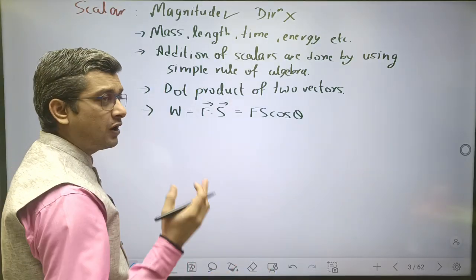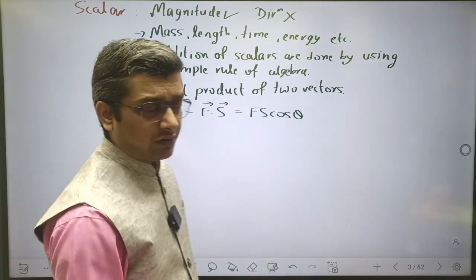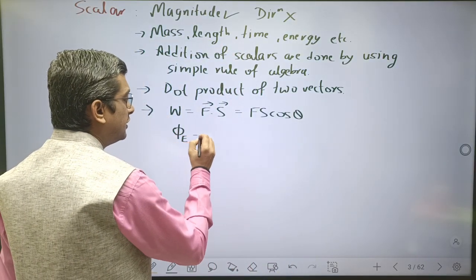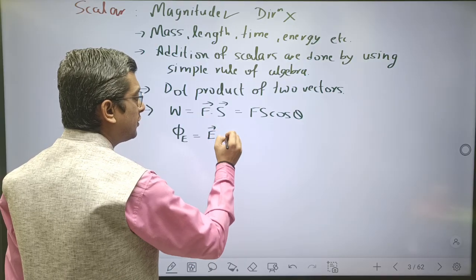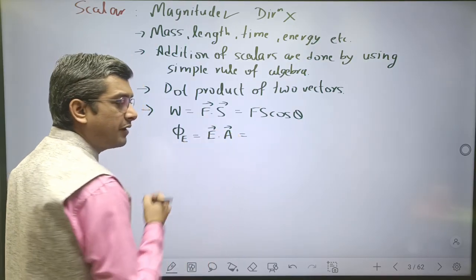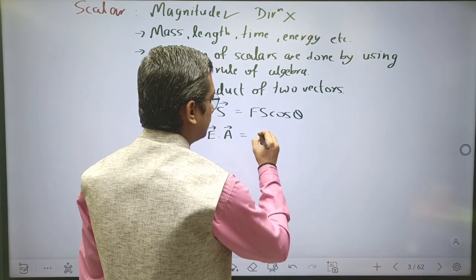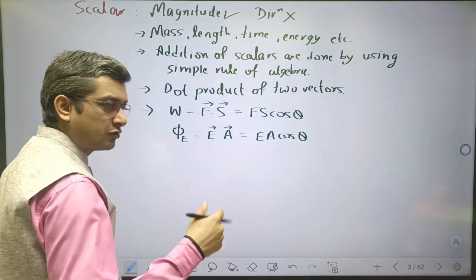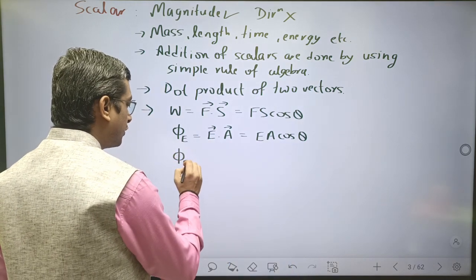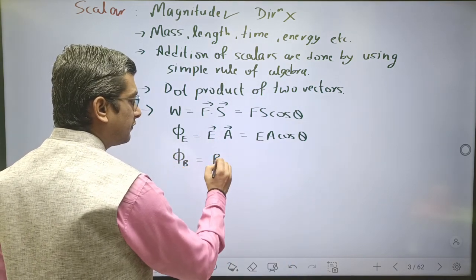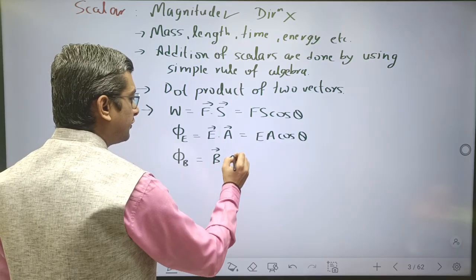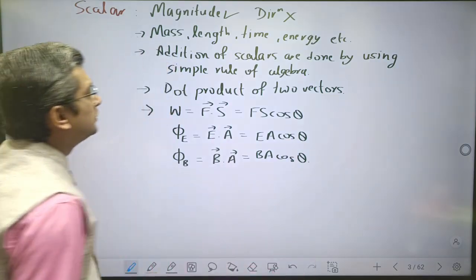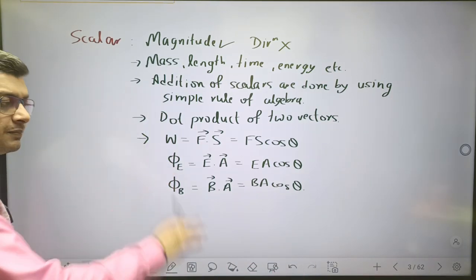Similarly, in class 12th, you have studied about electric flux and magnetic flux. Electric flux phi E is given by E dot A, where A is the area vector and E is the electric field. This may be written as EA cos theta. So electric flux is also a scalar quantity. Similarly, for magnetic flux, replace electric flux with magnetic flux and the area remains as it is. So this will be BA cos theta. So these are the features associated with scalar.